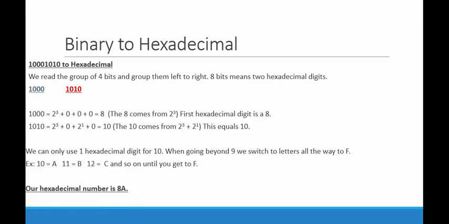So our hexadecimal number here is going to be 8A, because in my first group, I get the number 8. In the second group, I get the number 10, which is represented by A. So my hexadecimal number for this binary number is going to be 8A.